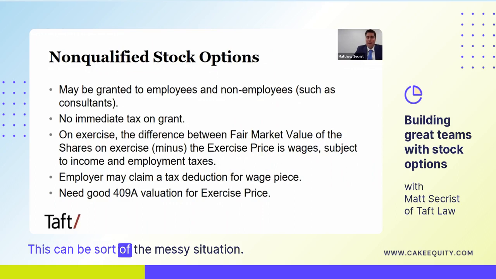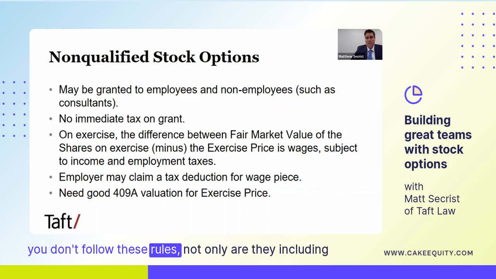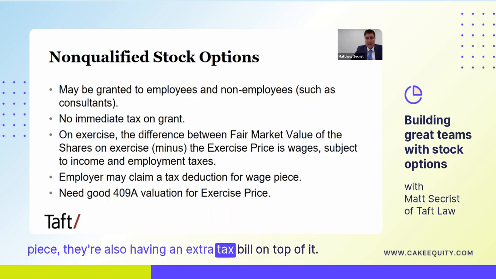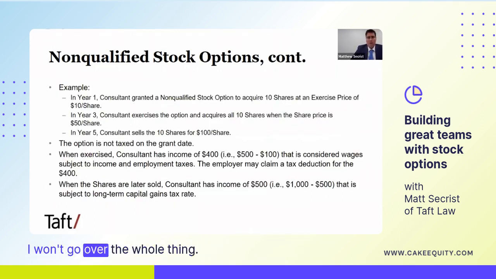This can be sort of a messy situation. You're well intended to incentivize employees, but if you don't follow these rules, not only are they including money amounts in their income before the wage piece, they're also having an extra tax bill on top of it. So it's kind of a double whammy that they want to avoid. I have a little example here on this slide. I won't go over the whole thing, but basically I go over year one with the exercise price of 10, similar to like I talked about. Year three, fair market value of 50.